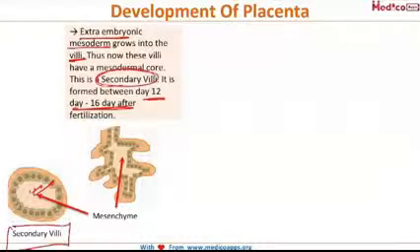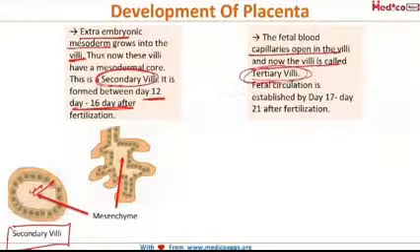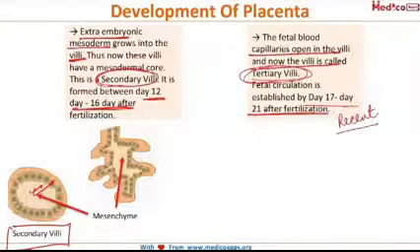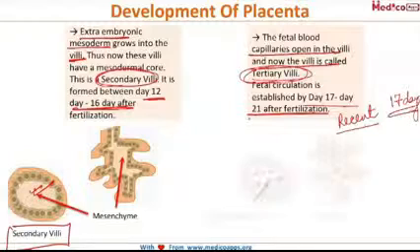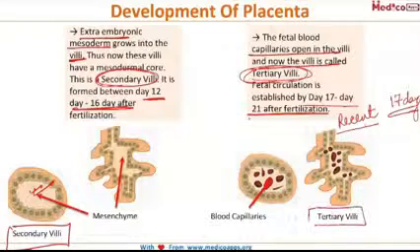And this is the structure of a secondary villi. Now, the next thing to happen to establish fetoplacental circulation is the opening of the fetal capillaries into the villi, which makes the villi a tertiary villi. This is a very often asked question: when is the fetal circulation established? Earlier it was said that it is formed between 17 to 21 days after fertilization, but recent studies say that the fetoplacental circulation is established by 17 days after fertilization. And as we can see in this diagram, the fetal blood capillaries open inside this mesoderm, and this makes it a tertiary villi.